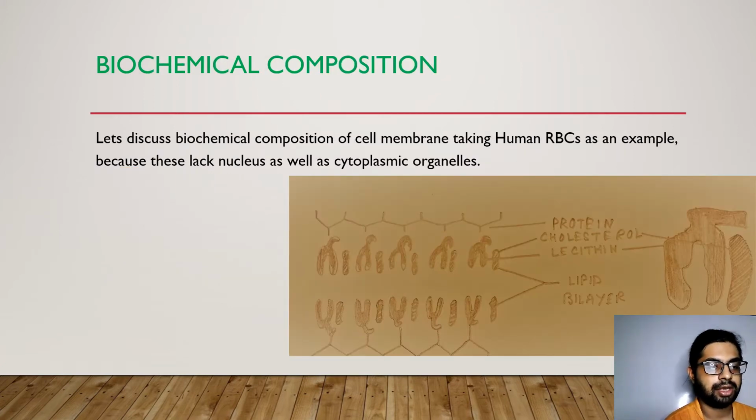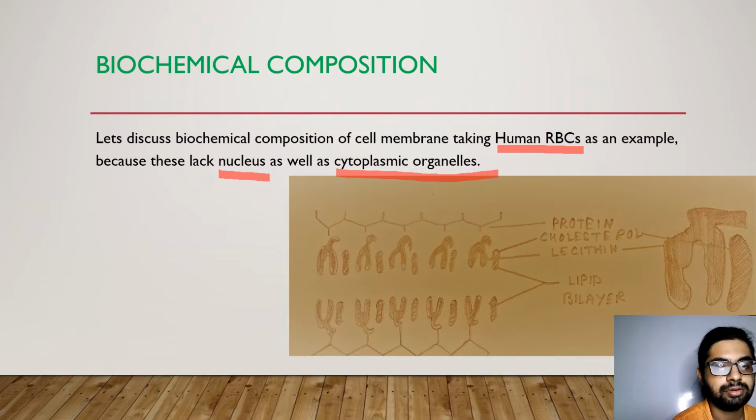Now the biochemical composition of the plasma membrane. Human RBC was first chosen by some Dutch scientists to explore the structure of the plasma membrane. Why human RBC? Because human RBC lacks a nucleus and cytoplasmic organelles, so it is very easy to explore the ultrastructure of the plasma membrane using human RBC.